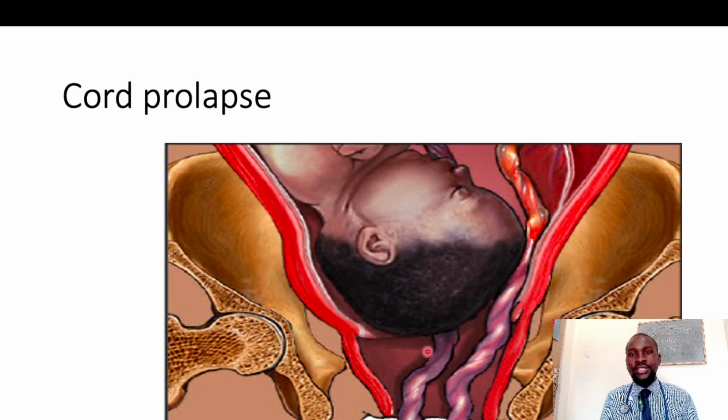And what do you think this type of cord prolapse is? I'm sure you guessed it right. That is an overt cord prolapse. Why? Because the cord is extending beyond the presenting part.